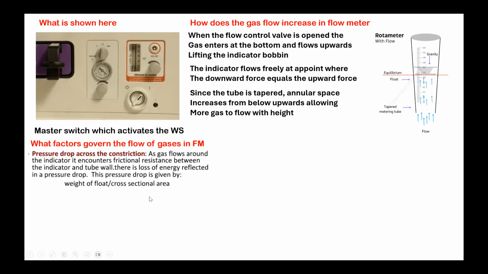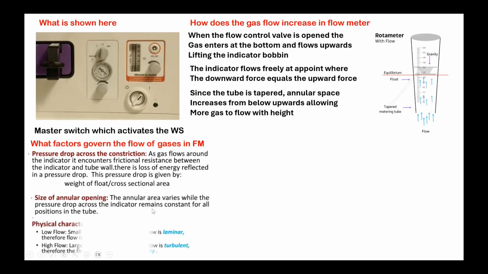The factors governing the flow of gases in the flow meter tube, there are three factors. One is the pressure drop across the constriction. As the gas flows around the indicator, it encounters frictional resistance between the indicator and the tube wall, and there is loss of energy, which is reflected by a pressure drop. This pressure drop is given by the formula weight of the float divided by the cross-sectional area. Then the size of the annular opening, that is the space around the float, which increases as the flow increases, and the physical characteristic.